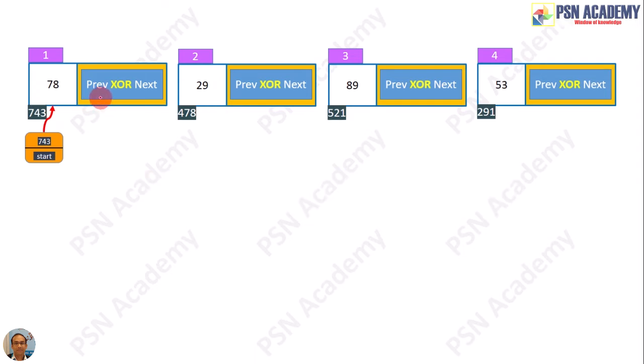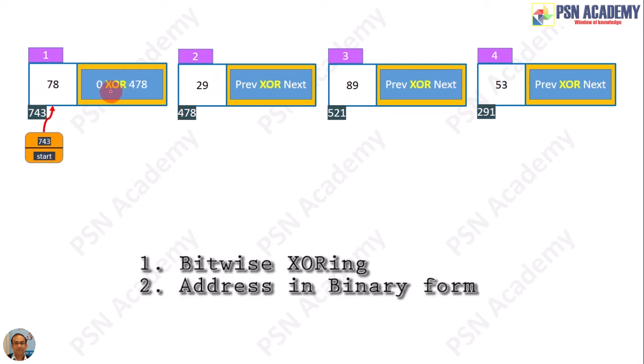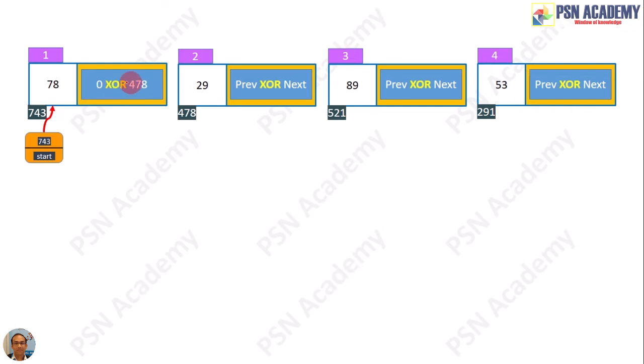Now if we replace prev and next with values, then we will have 0 in place of prev, because there is no node in front of this node, since this is the first node. So prev will be replaced with 0 and next is 478. We perform an XOR operation, that is bitwise XOR, and of course this 0 and 478 will be in binary form, and after XORing we will have some XORed value and that value will be stored here.